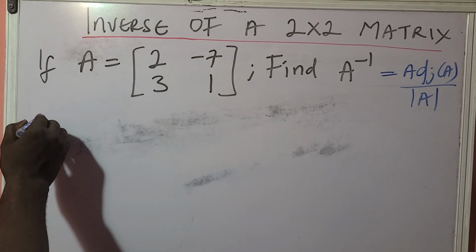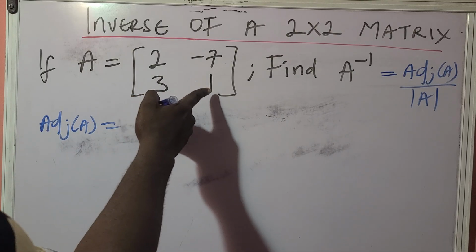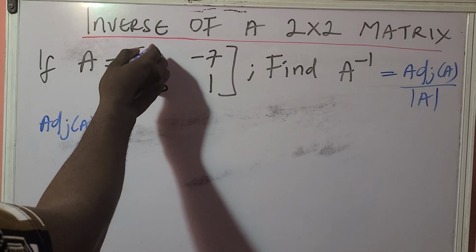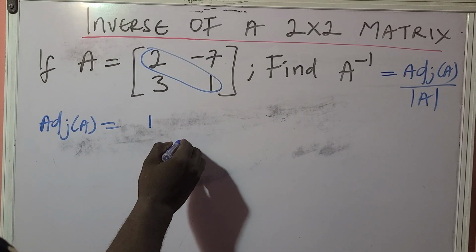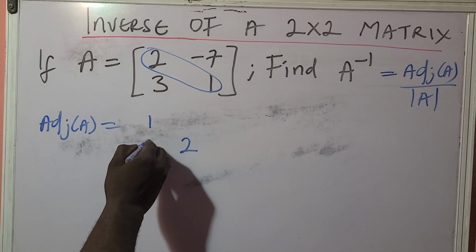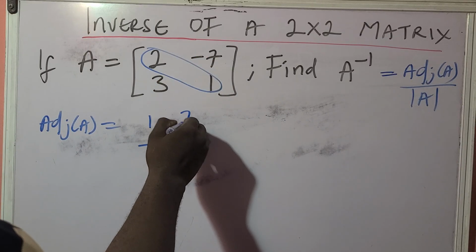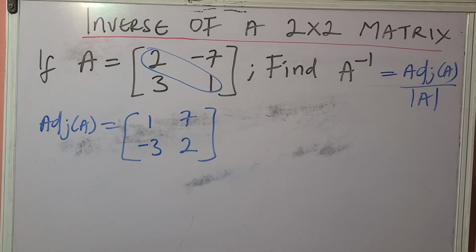The adjoint of matrix A is when we interchange the leading diagonal. This is the leading diagonal. That means we have 1, 2, and we change the signs of the other diagonal. We have minus 3, and then we'll be having 7. So this is the adjoint of A, quite simple.